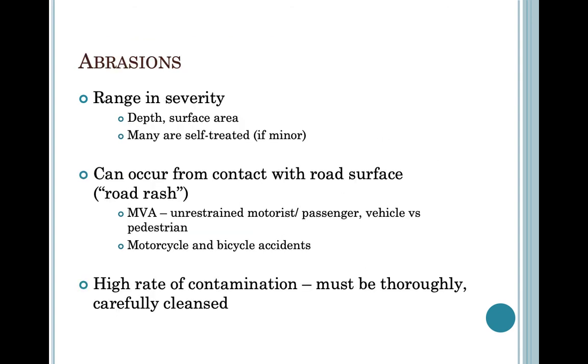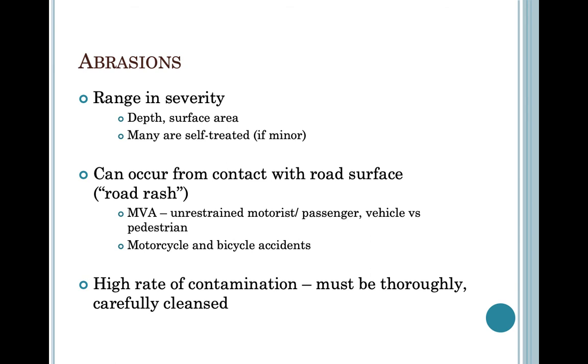Abrasions are another type of acute wound. They generally accompany things like falls or bumps, and they can affect anybody at any age. They do range in severity depending on the depth of the wound, partial versus full thickness, and the amount of surface area that's involved. A lot of times we'll see this because the patient's skin has had contact with the road surface, so road rash is actually a very common type of abrasion.